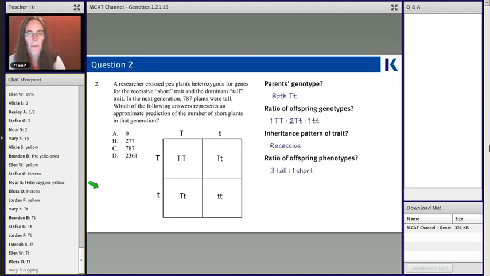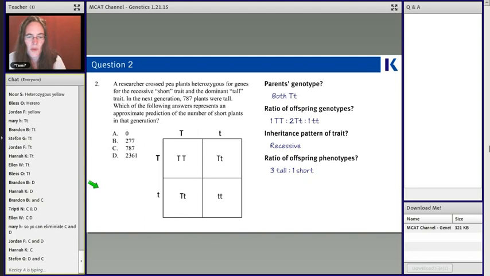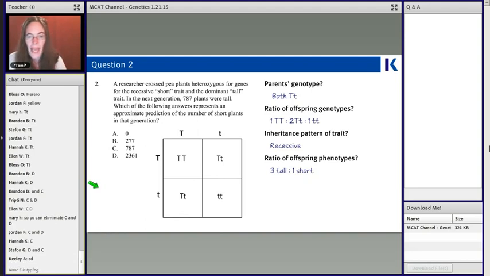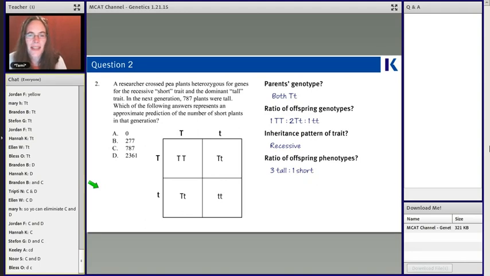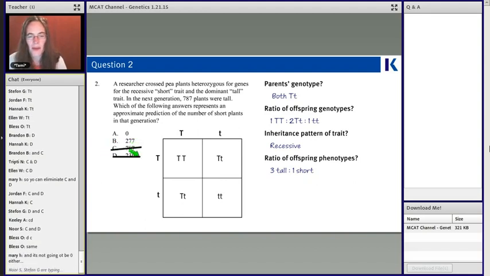Oh, hold the phone. 3 tall, 1 short. That means I should have way more talls than shorts. What answer choice or choices can I immediately get rid of? Oh yeah, D says there are approximately 3 times the number of short plants. No, no. C I can get rid of. Yes. Why? Because it says I have equal number of tall and short plants.